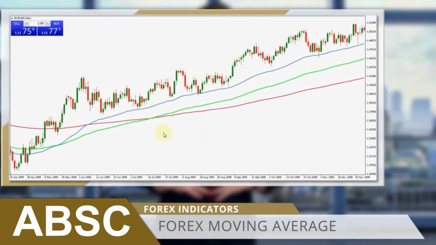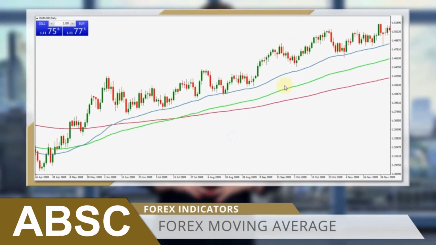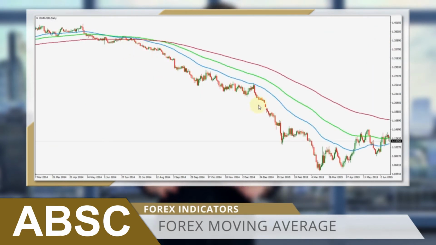First up, moving average can be used to determine the direction of the trend. Typical moving averages used by traders are 50, 100, and 200 periods. So, for example, if the price is above all three values, it's in an uptrend. If the price is below all three, it's considered in a downtrend.